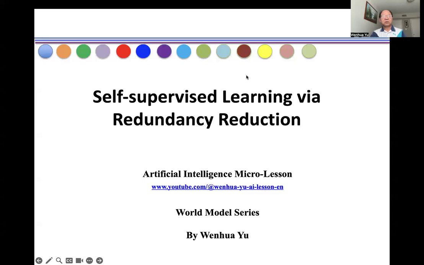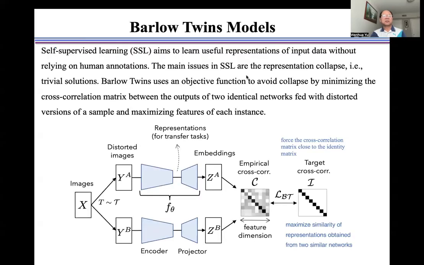In this video, I introduce self-supervised learning via redundancy reduction. Self-supervised learning aims to learn useful representations of input images without relying on human annotations. The main issue in self-supervised learning is representation collapse, namely trivial solutions.